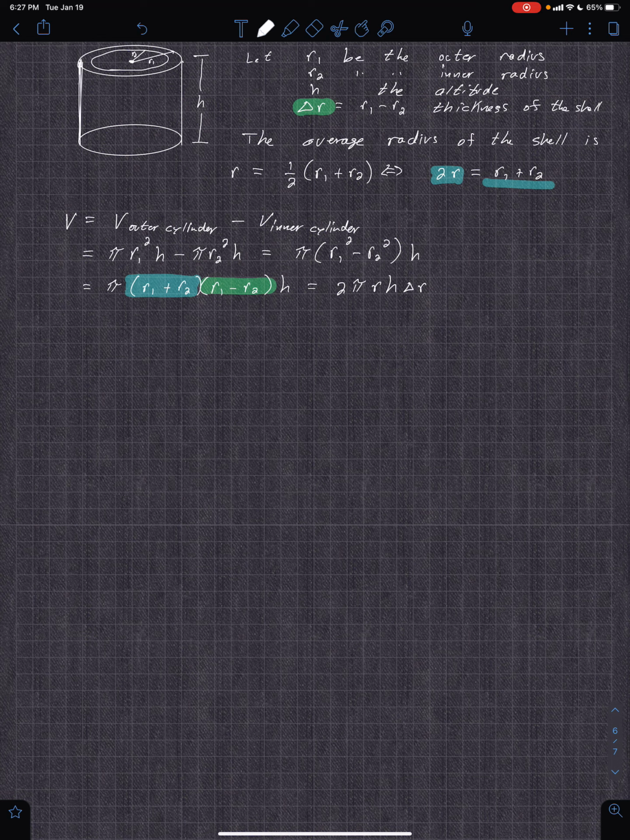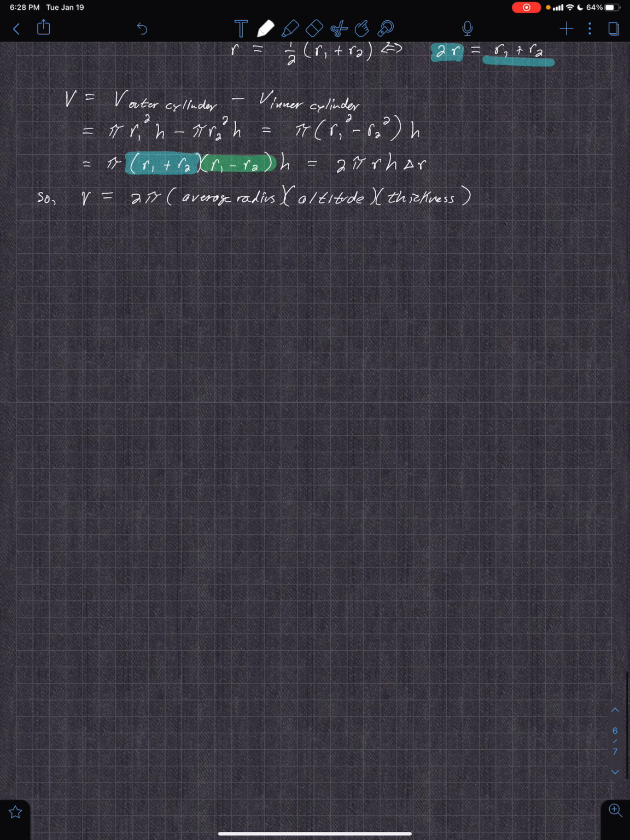Now that's looking more like a Riemann sum where R is the average radius. So what we have is that volume is equal to 2 pi times the average radius times the altitude times the thickness. Isn't that cool? Now we're going to have to do a Riemann sum and add that up.